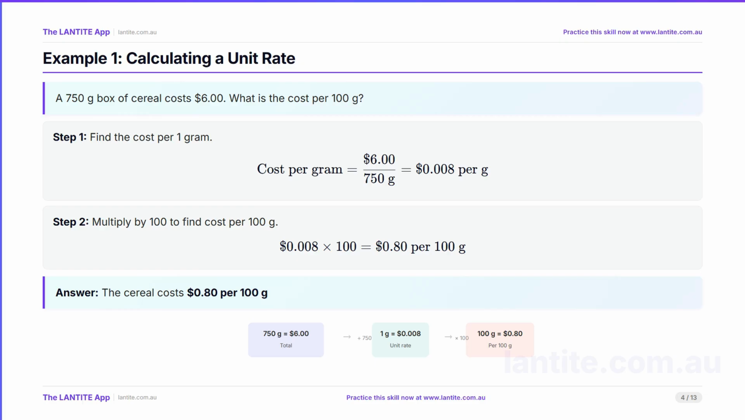This per-100-gram rate is how Australian supermarkets display unit prices on shelf labels.